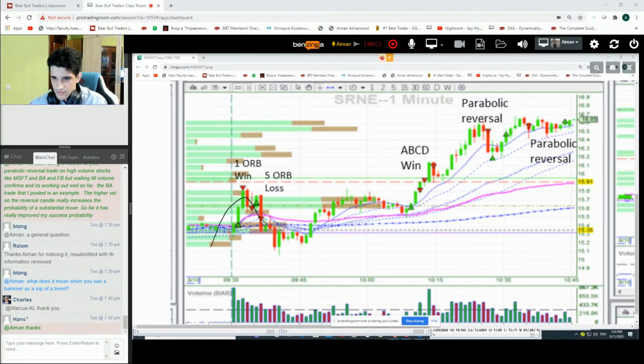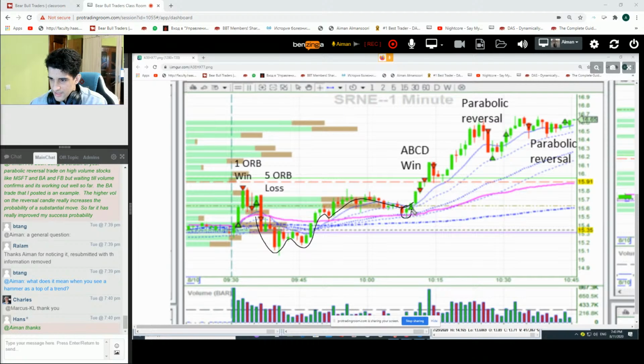Stock is dropping down, breaking the low of the day, and this is a fake breakdown, right? It broke the low of the day, but it didn't continue going lower. What is it doing? It's doing a higher low wave, and then it's starting to form sort of an ABCD pattern on the 1 minute chart.